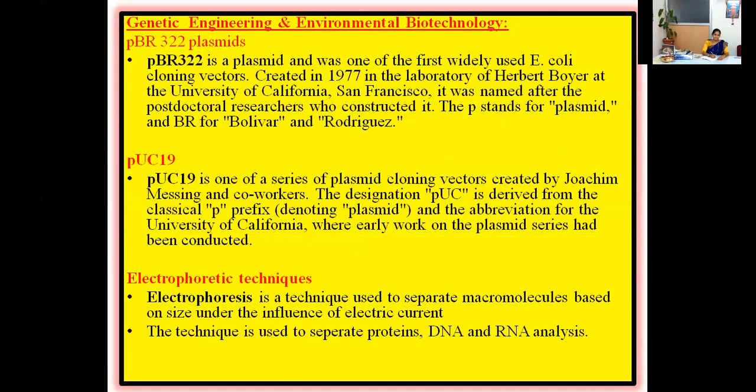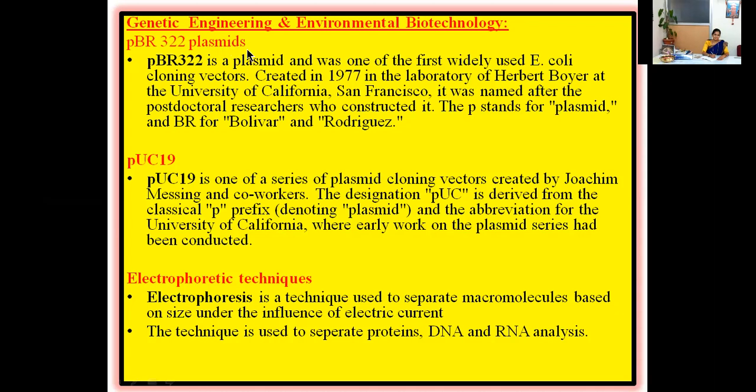You may get a question like what are PBR322 plasmids, or list the cloning vectors. If they ask you to give the list of cloning vectors, you can say PBR322, PUC19 or PUC vector, M13 vector, lambda phage, then cosmids, then yeast artificial chromosome, then bacterial artificial chromosome. All that you can give as examples. Now let us go to the vector PBR322.